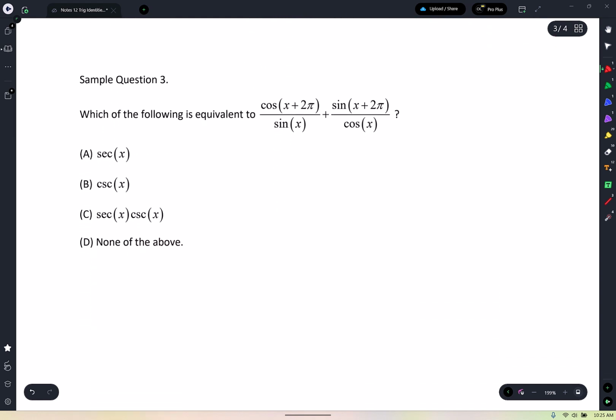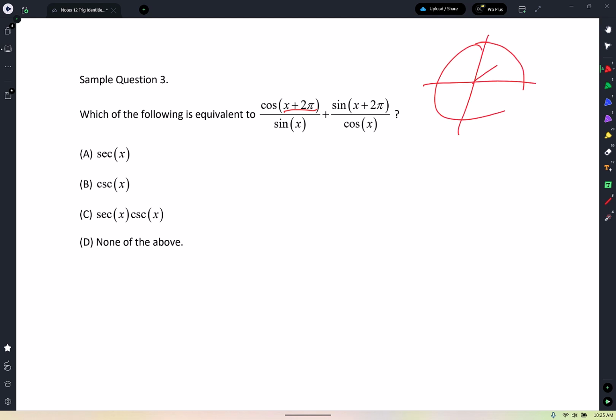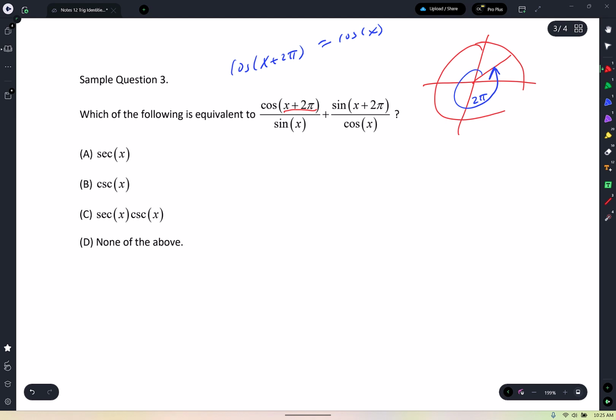Guys, don't get confused. Please make sure you know that x plus 2 pi just means that you're in the same location. If you have a unit circle and you go 1 revolution, that is 2 pi. Am I still in the same location? Yes. So anytime you see cosine of x plus 2 pi, it's the same thing as cosine x. Same thing for sine. Same thing for tan. Just make a note that tangent has a period of pi, so every time you go plus pi, it's the same value. So there it is.